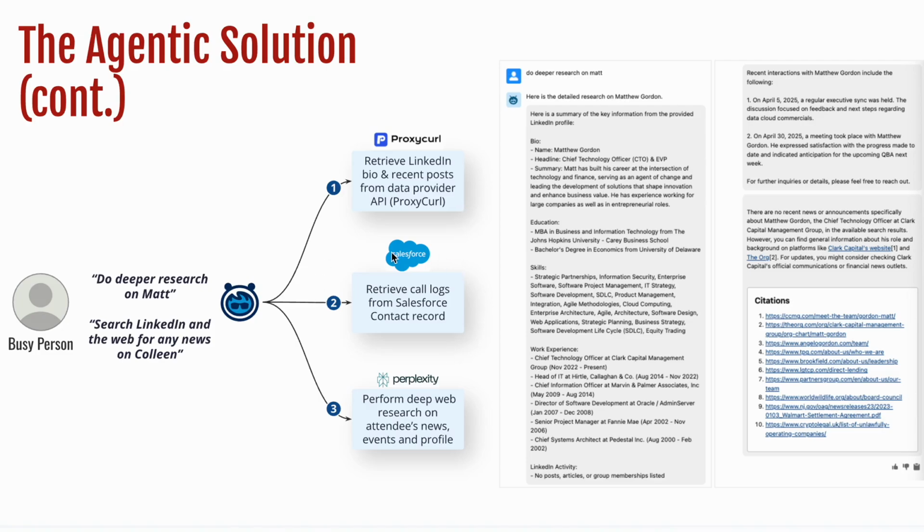Then it's going to also scour your call logs on the contact record for that individual to see if there were any recent interactions that can also provide some insights. And last but not least, we are also leveraging web research. So we're integrating with Perplexity to do deep web research on the individual, their news, events, profile, and it's gathering all that information here, inclusive of citations, which is super helpful.